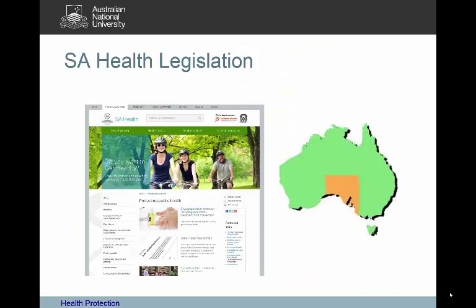If we just look at an example of public health legislation, this is the South Australian Health website, and you can see here they've got a range of different activities which protect public health, and I'd encourage you to go and have a look at their website. It's an excellent example of different pieces of a jigsaw puzzle working to protect the health of South Australians. It's developed over well over 100 years, and it's quite sophisticated.